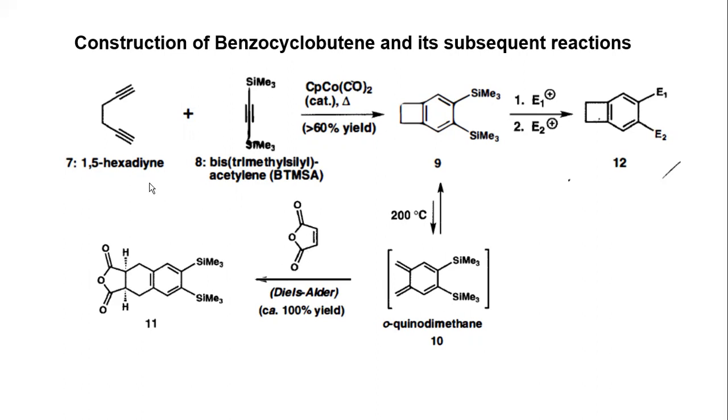So here you can see that the cyclization of acetylene derivatives leads us to the synthesis of this bicyclic ring, which contains a benzene ring and cyclobutene, which we further converted into this type of diene, and further reacted with this dienophile, which leads to the product number 11.